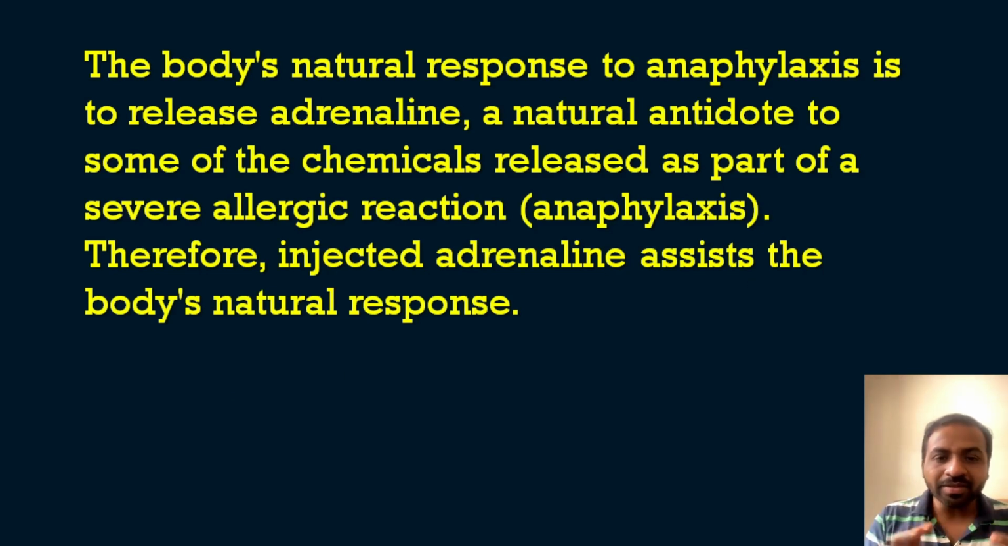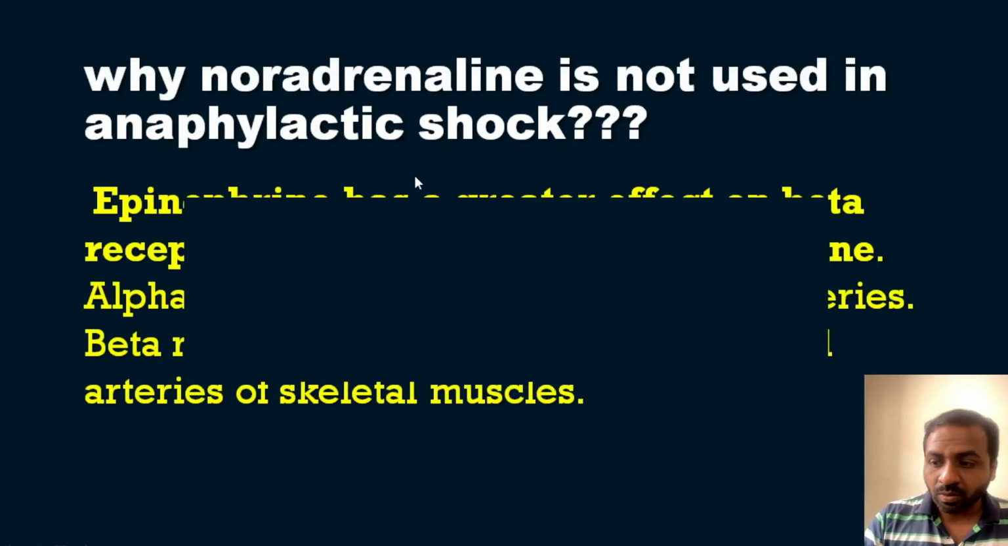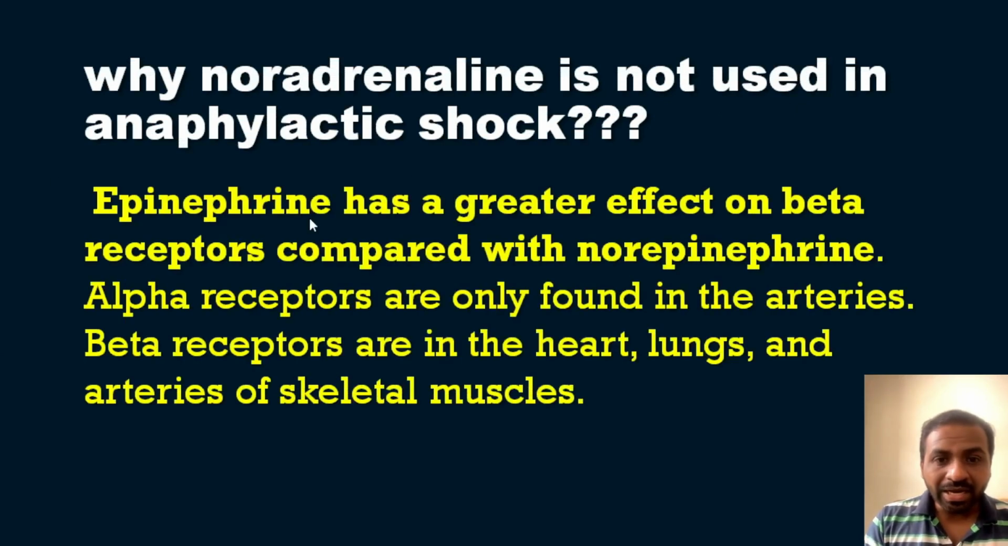Then I am asking you a question: why is noradrenaline not used in anaphylactic shock? Can you answer that question? We know that epinephrine, or adrenaline, has a greater effect on the beta receptors compared with norepinephrine. Alpha receptors are found only in the arteries, but beta receptors are found in the heart, lungs, arteries of the skeletal muscles, etc.